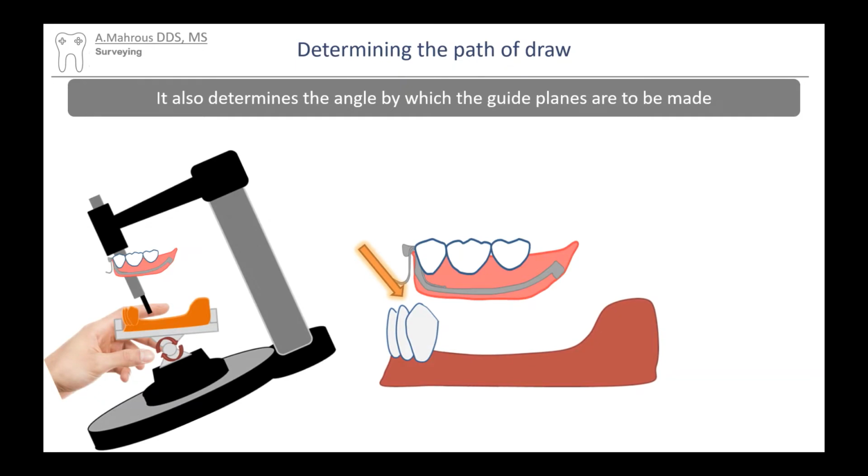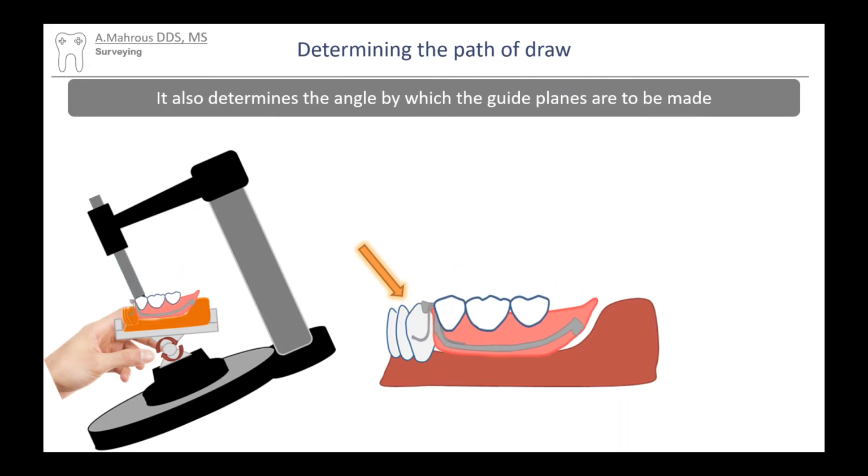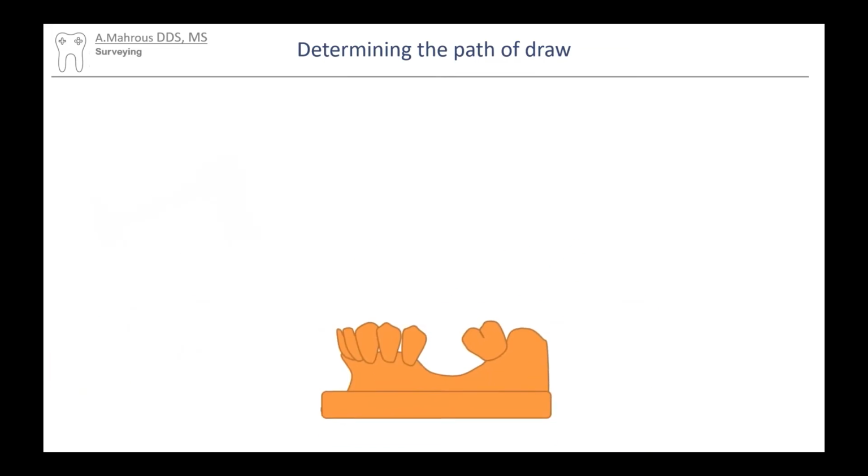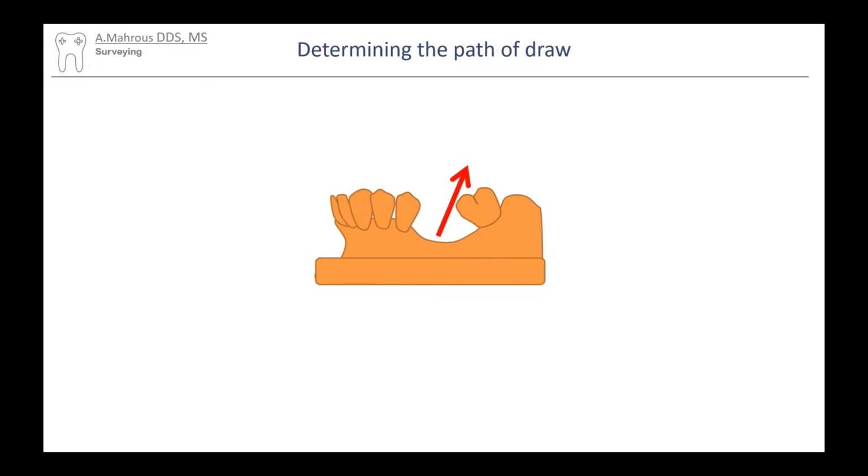The guide planes are prepared to coincide with your planned path of draw that you did on the surveyor, and eventually, your RPDs would also follow the same path of draw. You can now appreciate that tooth preparation for the guide planes is dependent upon the planned path of draw that you've decided on the surveyor.